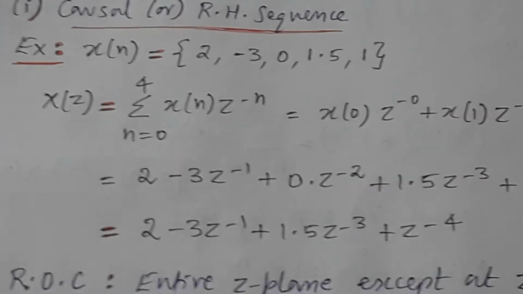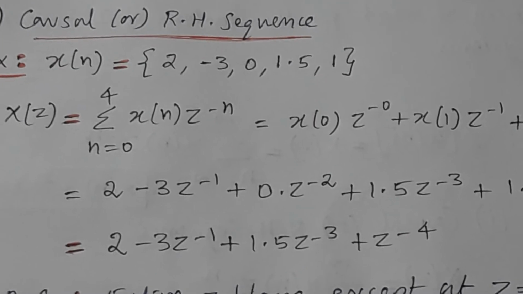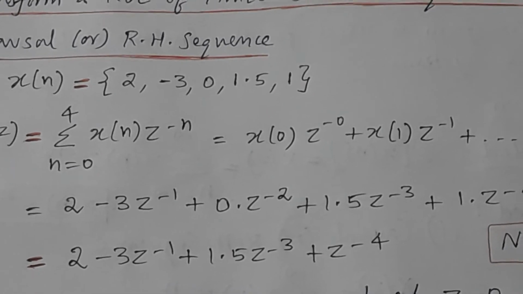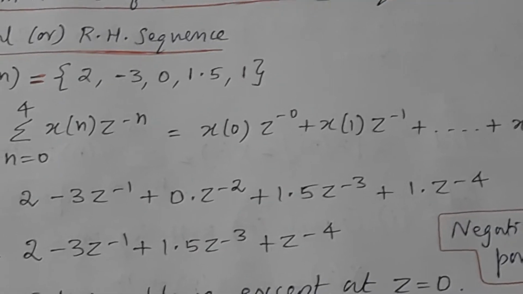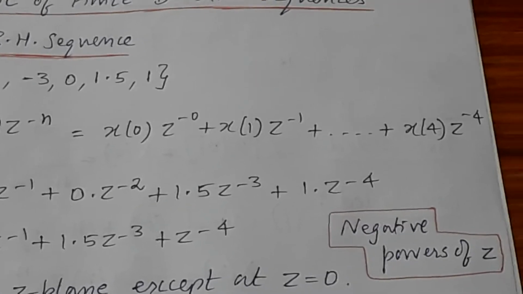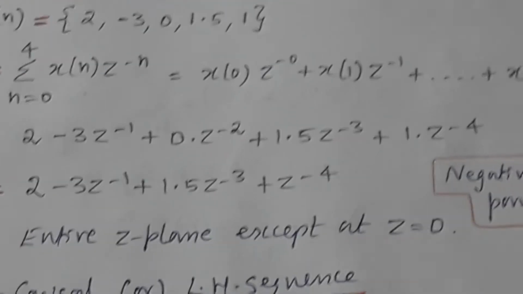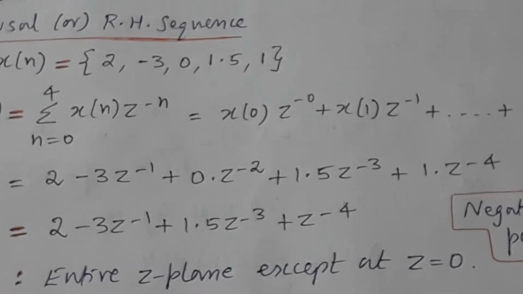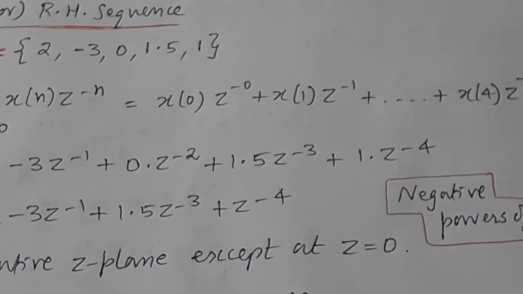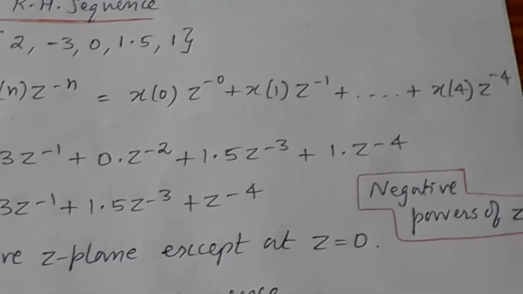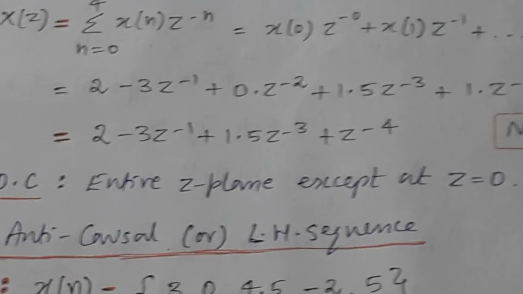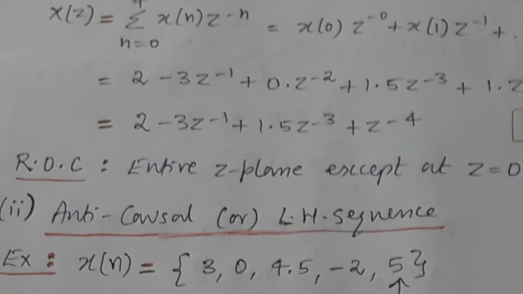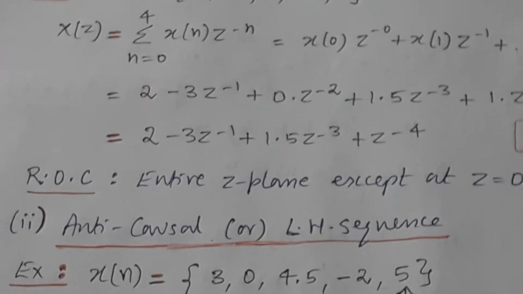So n equal to 0 to 4 x of n z power minus n, which means put n equal to 0 to 4: x of 0 z power minus 0, x of 1 z power minus 1, till x of 4 z power minus 4. Now substitute the values. X of 0 is 2. X of 1 is minus 3. X of 2 is 0. X of 3 is 1.5. X of 4 is 1. Just substitute and get the answer as 2 minus 3 z inverse plus 1.5 z power minus 3 plus z power minus 4. Z transform we have found.